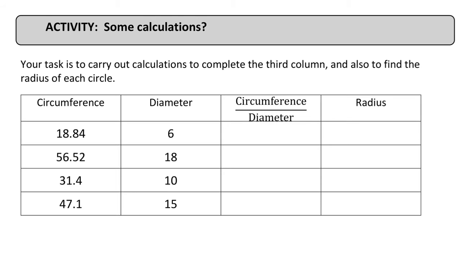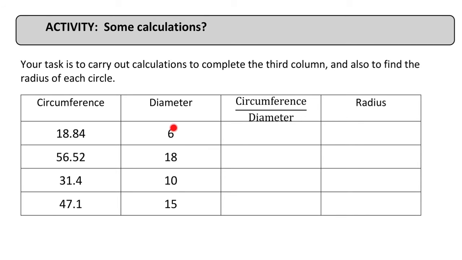Suppose we had measured some circles. So we'd found some circles, and we'd got a piece of string. The best way to measure a circle is to wrap a piece of string around the outside of it, then lay it out flat and measure it. So if we've done that for 4 different circles, and we've got their circumferences to be 18.84, 56.52, 31.4 and 47.1.